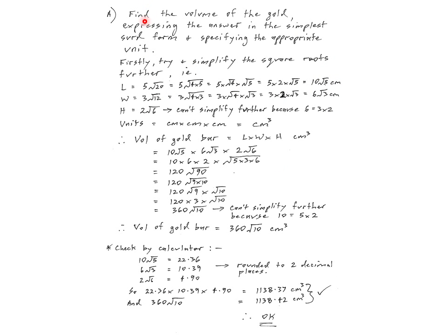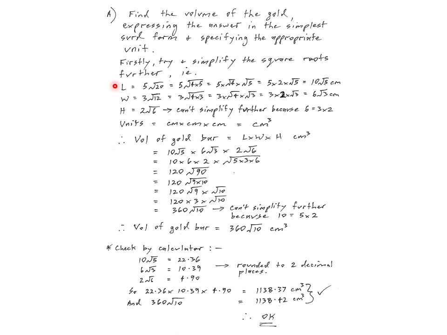So for the first question, Part A, they have to find the volume of the gold, expressing the answer in the simplest surd form and specifying the appropriate unit. What I would like them to do firstly is to try and simplify the square root dimensions further before carrying out the calculations. This would make the calculation easier later on when they perform them.